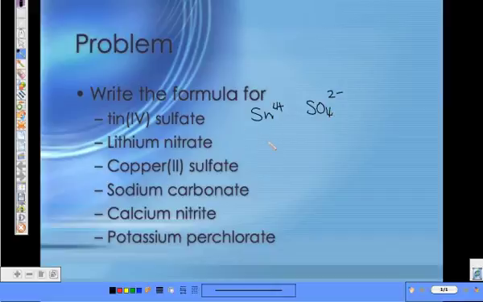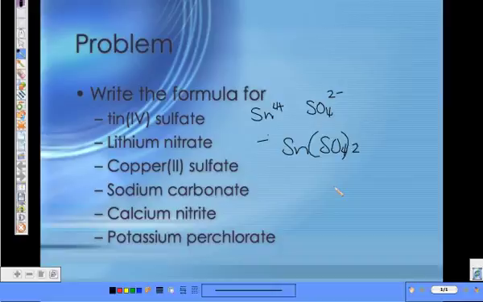So we would have Sn, and then we'd have SO4, because you cannot change this number. This is telling us how many oxygens are in the polyatomic ion. We cannot change that 4, but we do need to cross over. We have 2 of these, so I'd want to put a 2 here. Now, if I just put the 2 like that, does it look like I have 2 sulfates or 42 oxygens? So we need to put parentheses around the sulfate to show that we have 2 sulfates, not 42 oxygens.